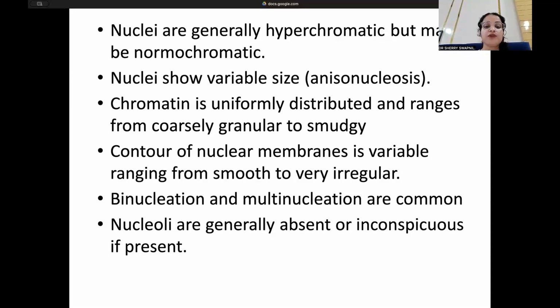That's it. Nuclei are generally hyperchromatic, but may be normochromatic. Nuclei show variable size. They can be normal in size, or they can show variation in shape as well. Chromatin is uniformly distributed, ranging from coarsely granular to smudgy. The contour of the nuclear membrane is also variable. It can be smooth, it can show slight irregularities, or it can show a very irregular nuclear membrane. Binucleation and multinucleation are common. Nucleoli are generally absent, or inconspicuous if present.